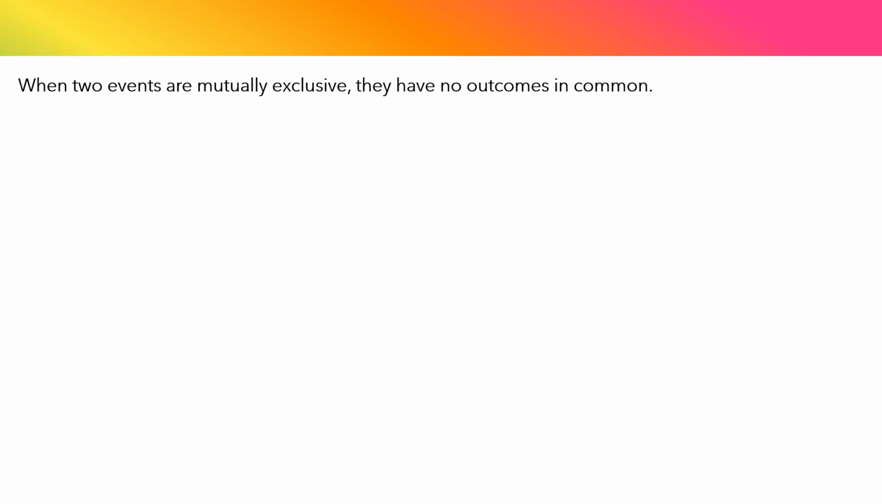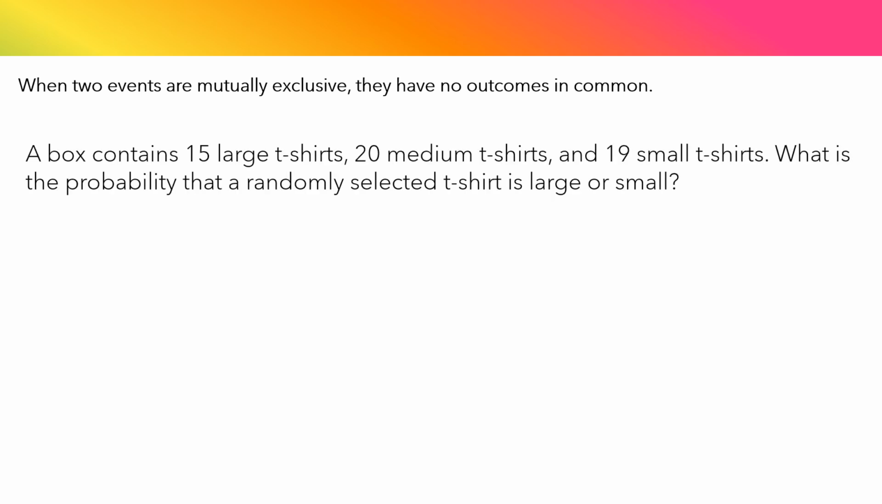Just a reminder at the top, when two events are mutually exclusive, that means they have no outcomes in common. Here's a little example that I came up with. Suppose that you had a box of t-shirts, and in that box there were 15 t-shirts that were size large, 20 that were mediums, and 19 that were size small. What is the probability that a randomly selected t-shirt is a large or a small? These are mutually exclusive events, so a t-shirt could not be a size large and a size small at the same time.